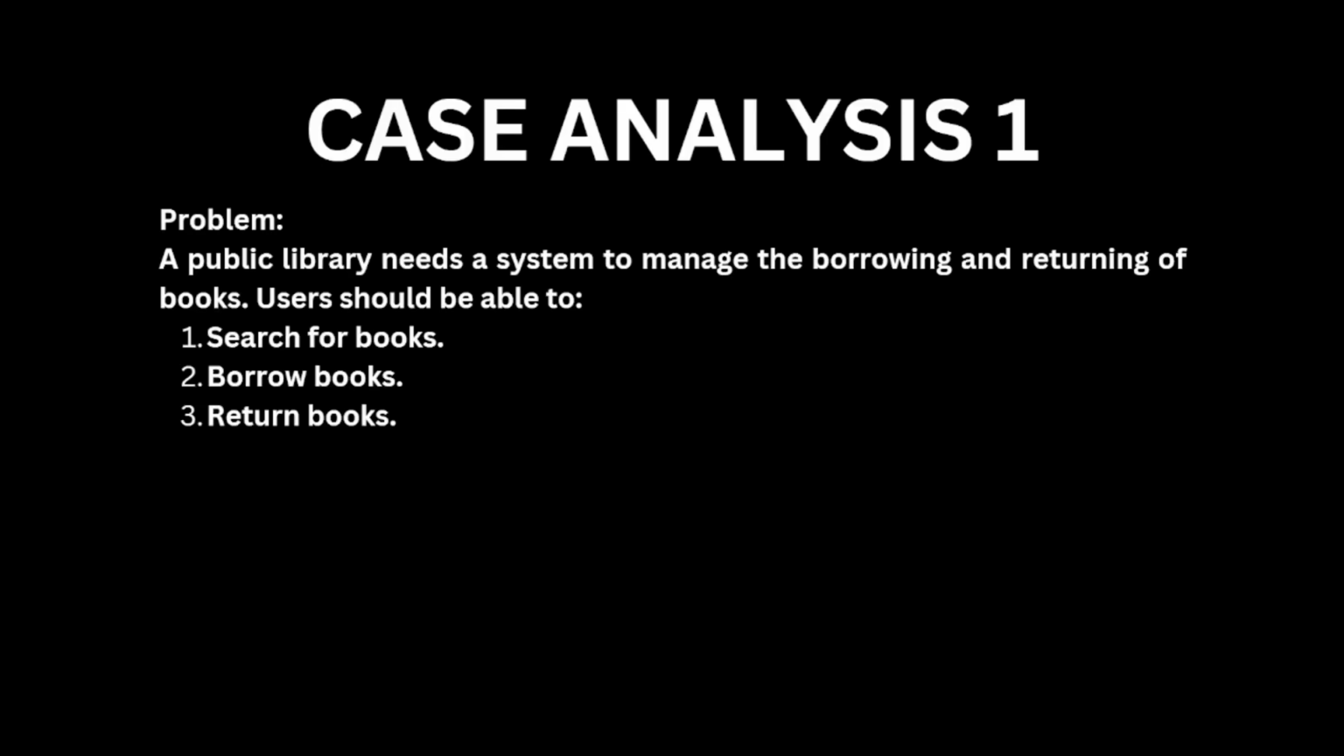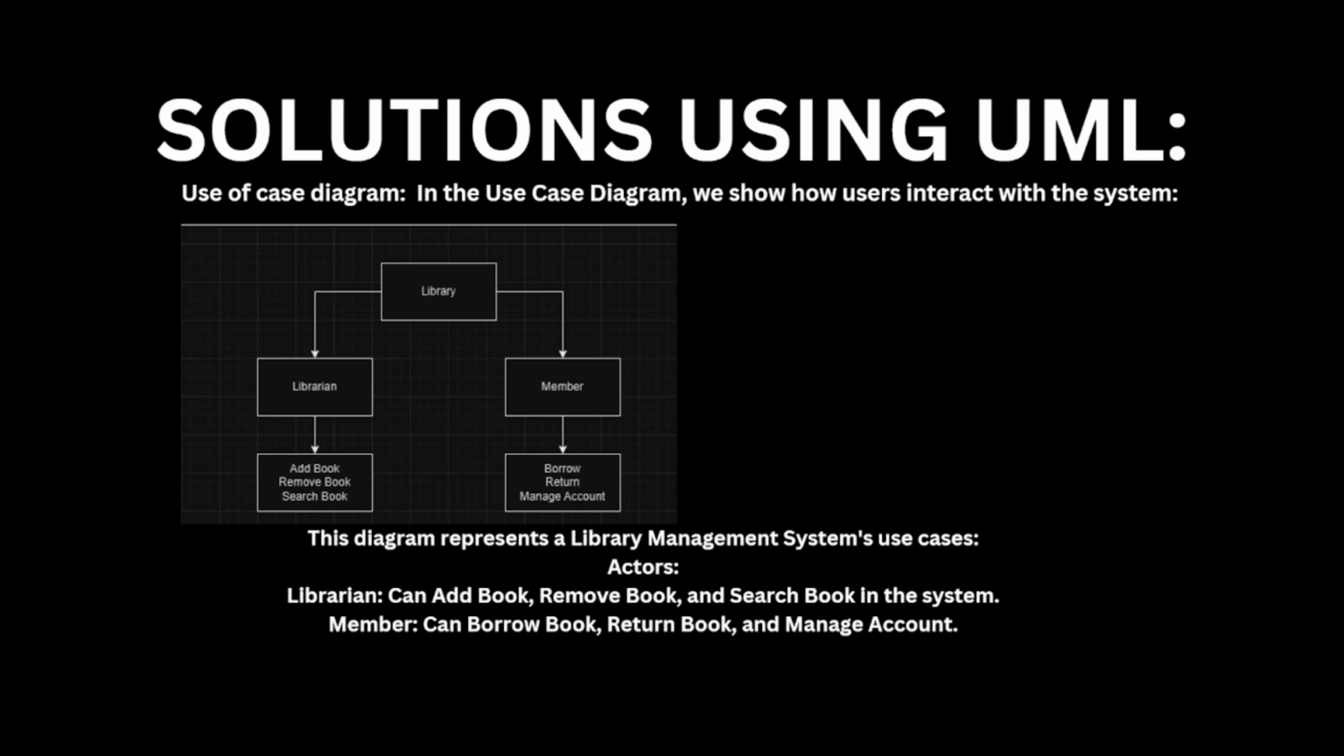Case analysis. As you can see here, case analysis 1. The problem is a public library needs a system to manage the borrowing and returning of books. Users should be able to search for books, borrow books, and return books. And the solution I use here by applying UML is the use case diagram. And as you can see here, the library is on the top end. The member can borrow, return, and manage his account, and the librarian can add, remove, and search for books.